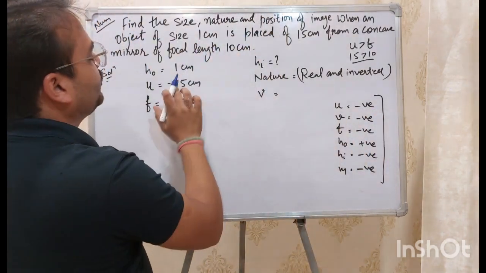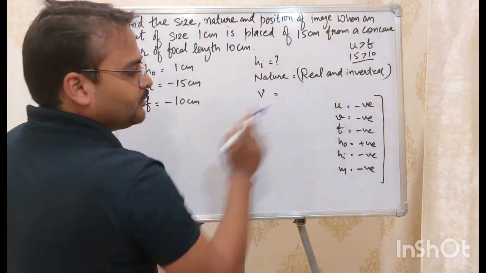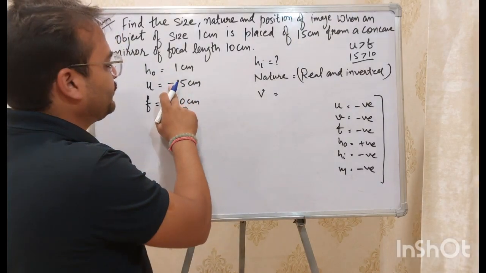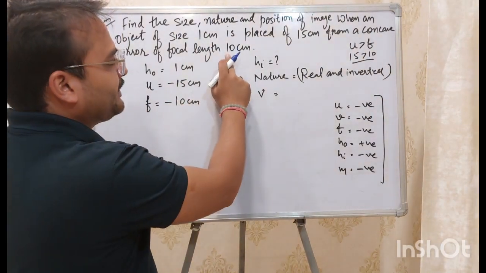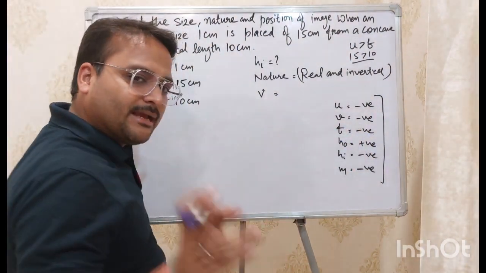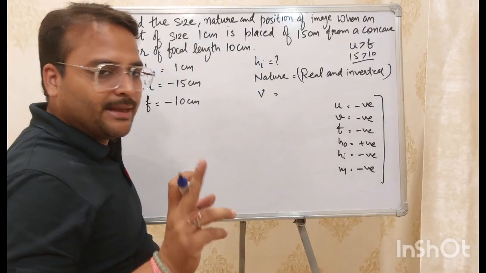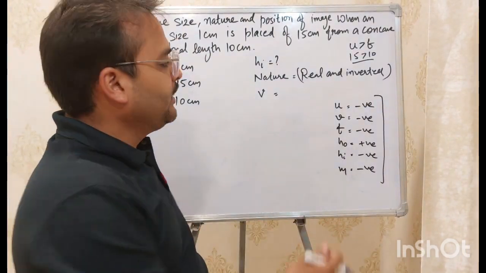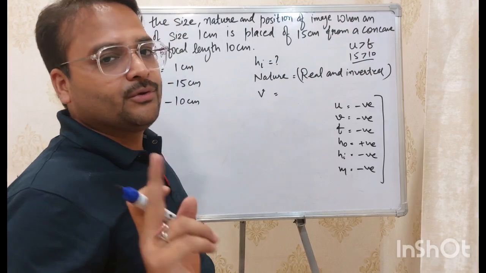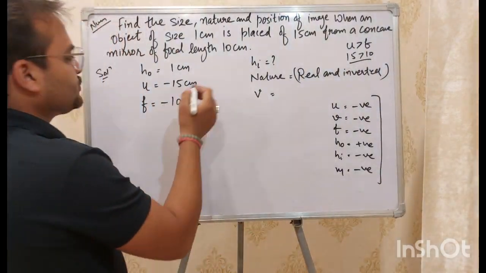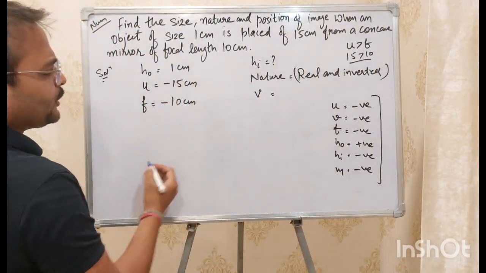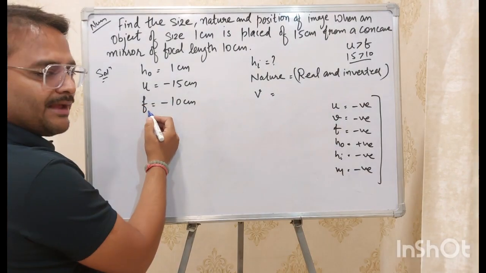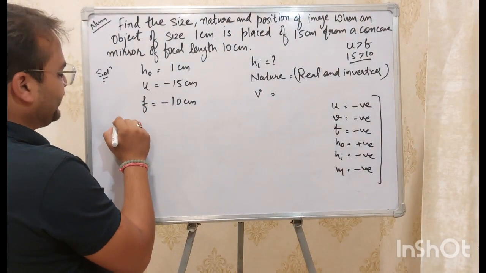Here U value is 15 centimeter, so from the sign convention, the negative sign we have to consider. Focal length 10 centimeter they have given, so focal length also with the negative sign. In the numerical, if they don't tell us whether to take the value positive or negative, we have to use these values by the sign convention. So see here, V is required to find out. We have the value of U and the value of F, so we will use the mirror formula.